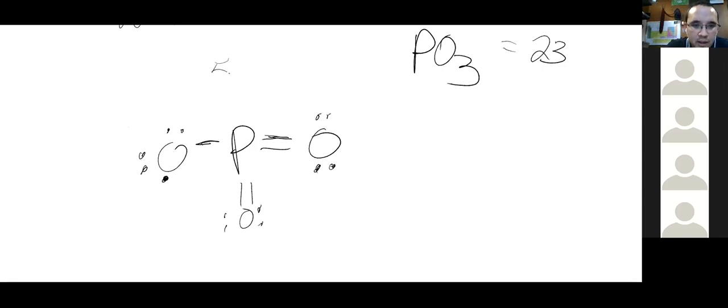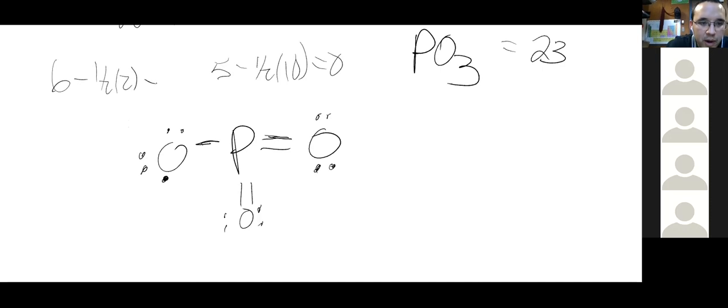Because phosphorus has 5 minus 1/2 of 10, so that's 0, right? And our oxygen over here on this side is going to be 6 minus 1/2 of 2 minus 5, and so that's also going to be 0. So that's good. This does work out. So that oxygen on the left just has an incomplete octet, and the phosphorus in the middle has an expanded octet. And that's still better than having formal charge.